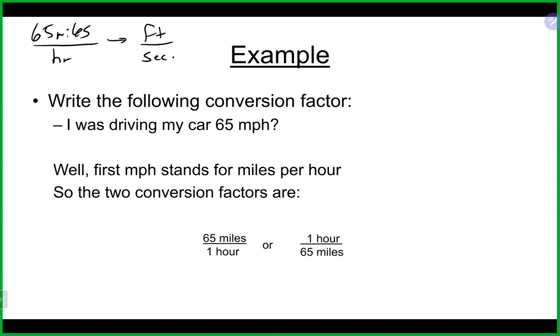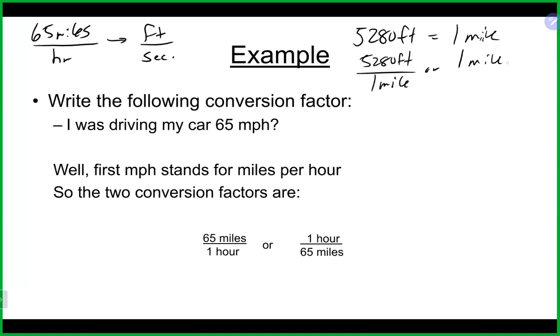And we also need to think about how to get there, right? What is a good pathway to get there? For example, we could use the previous one. 5,280 feet is 1 mile, which obviously gives us 5,280 feet over 1 mile as a conversion factor. Our 1 mile, 5,280 feet.